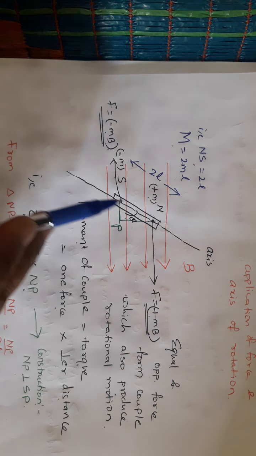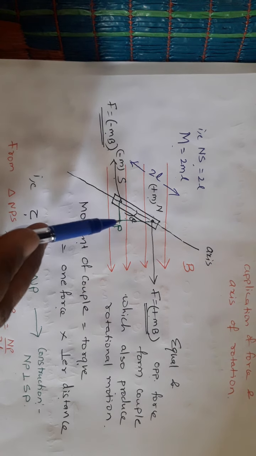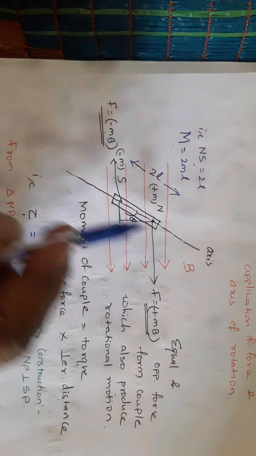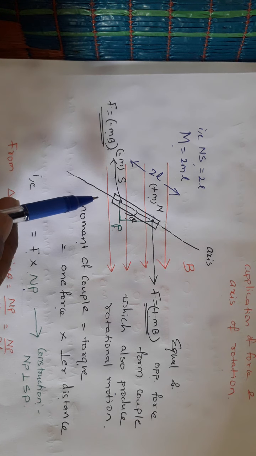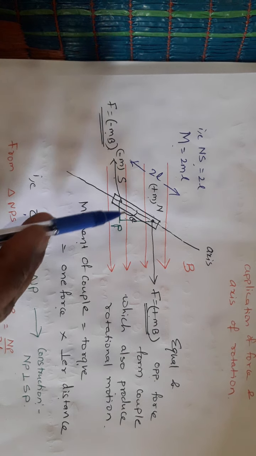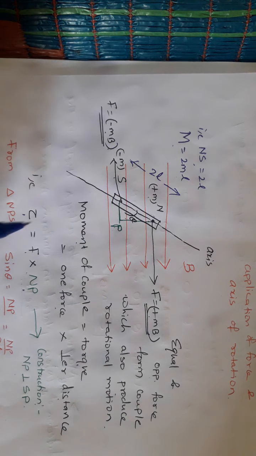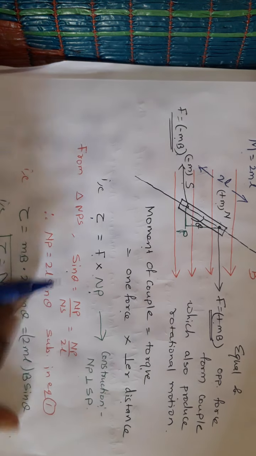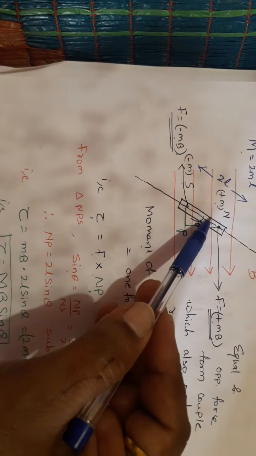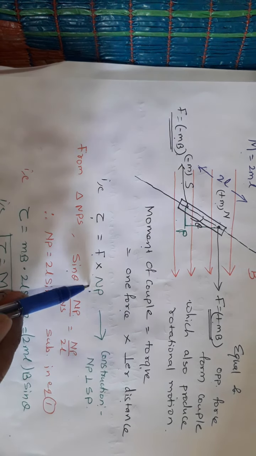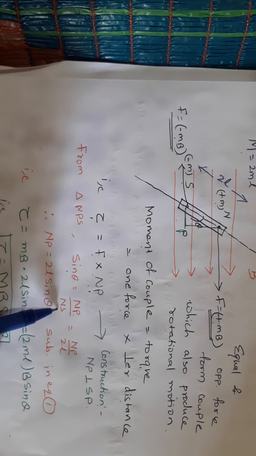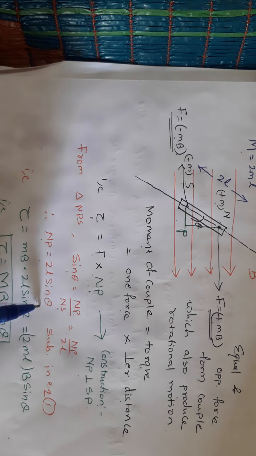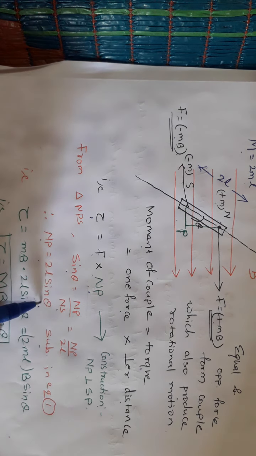Now if you look at the triangle NPS, this is theta. Make sure that all the angles will be theta because the axis is making an angle. So it forms corresponding angles, and because they are corresponding angles, all the angles are equal. So we have sine theta equal to opposite side upon hypotenuse. The hypotenuse is NS, so it is NP upon 2l. So NP is equal to 2l sine theta. That is the equation.